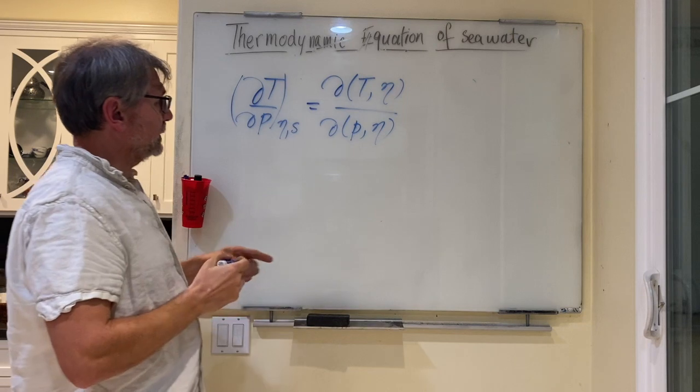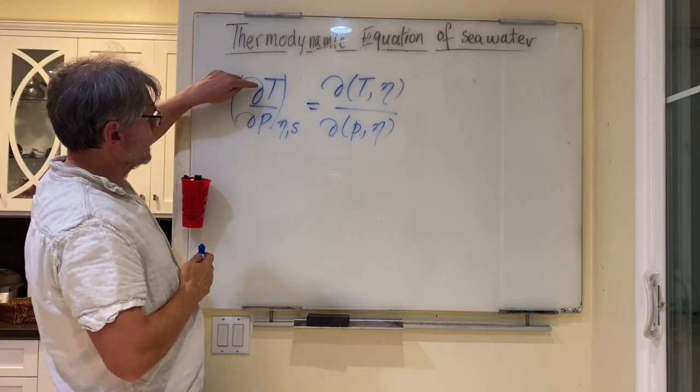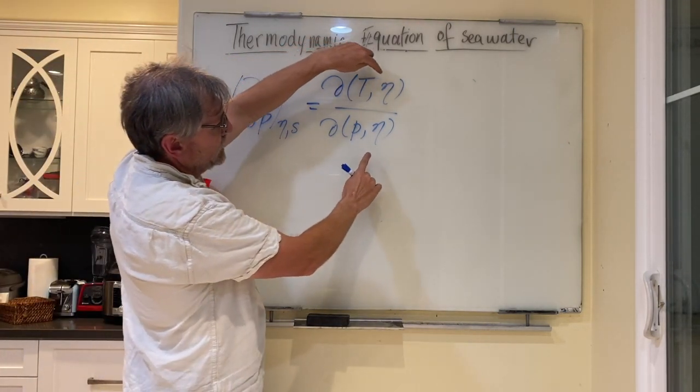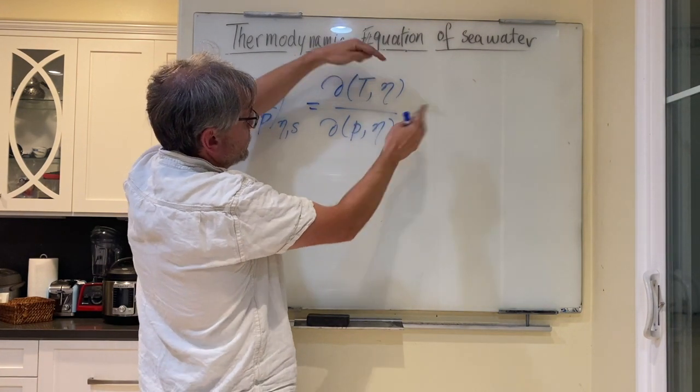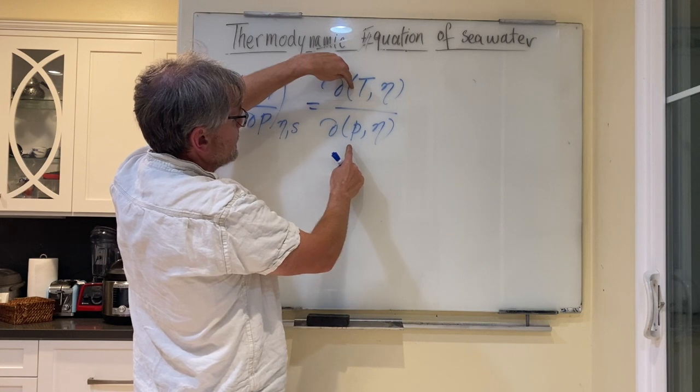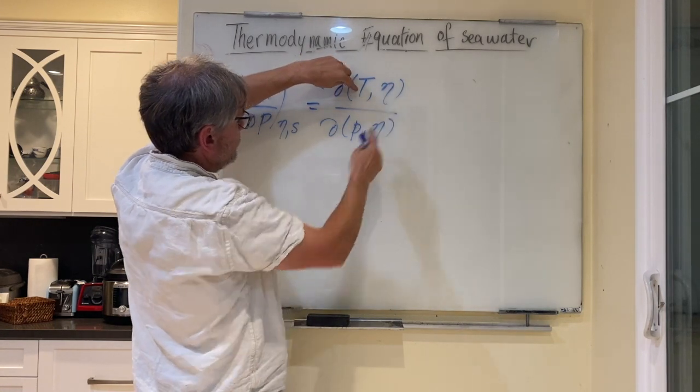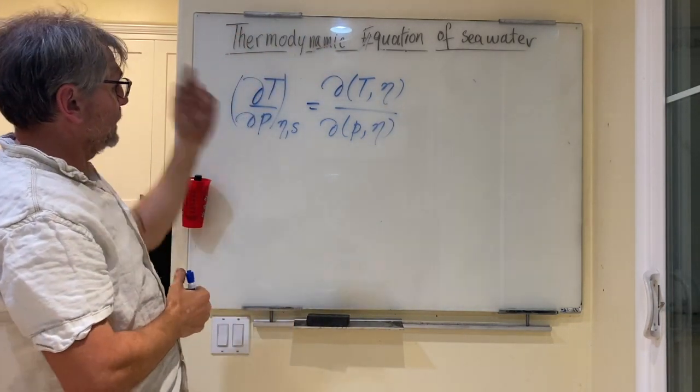So why can we do that? Well, this is the partial of T with respect to p, and I just explained that if you have the repeated variable at the end, then you can just get rid of it and you get dT dp, holding the last one fixed. So that's the first step.